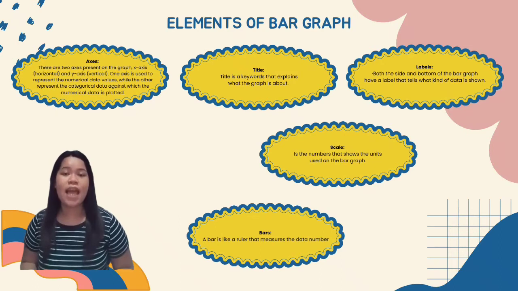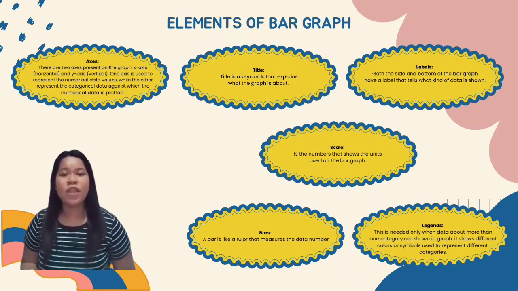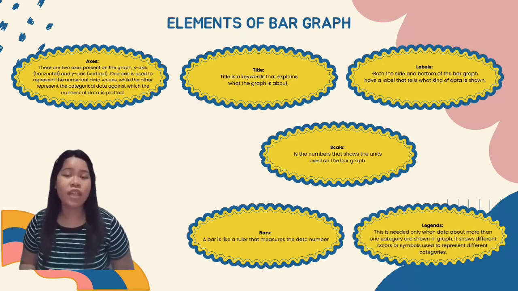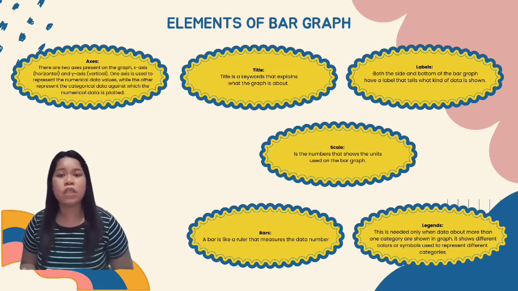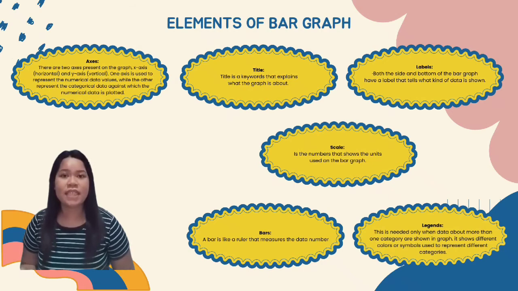And then the last one, legends. It's only needed when the data is about more than one category shown on the bar graph. It shows different symbols and colors that represent different categories.